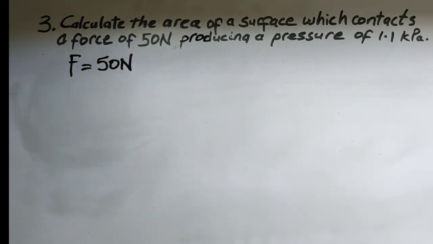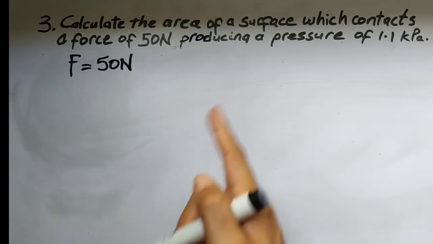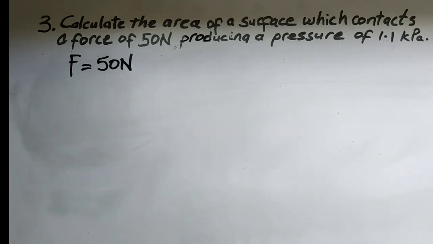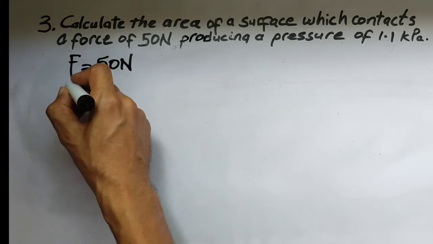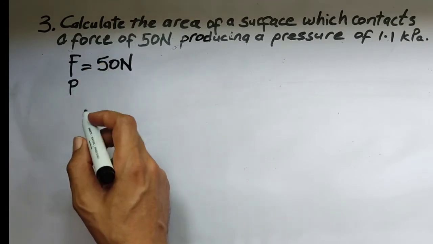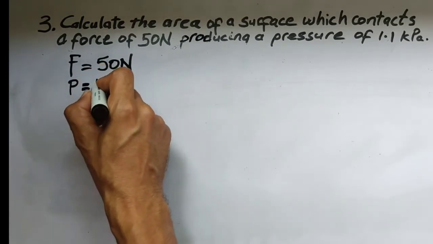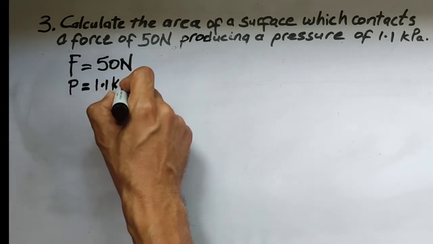Newton is the SI unit, so we could write the other piece of information given there, that the pressure that is produced on that surface is 1.1 kilopascal.